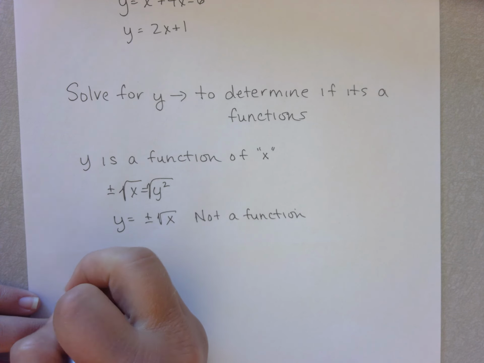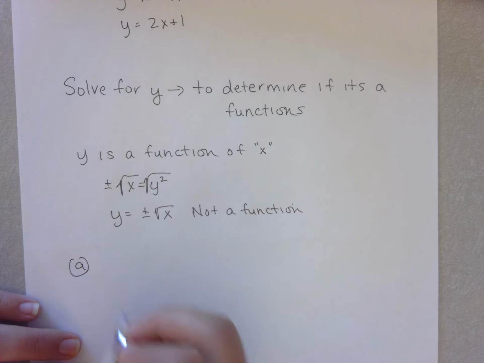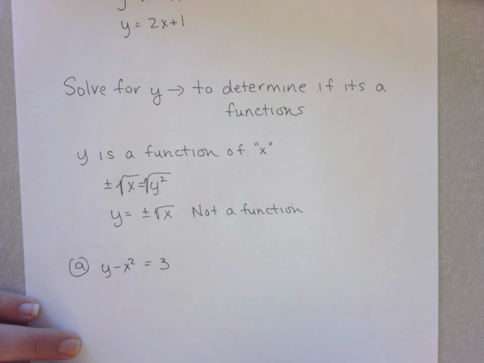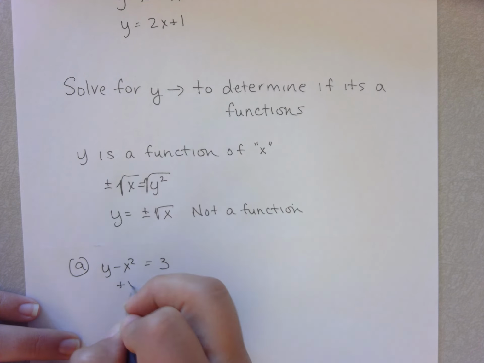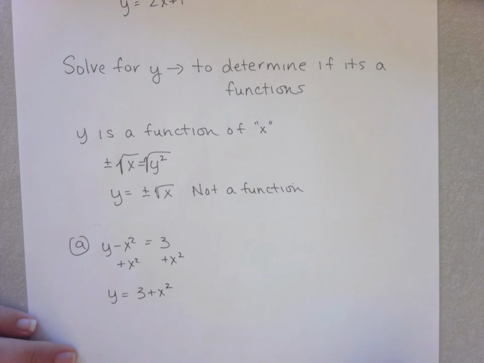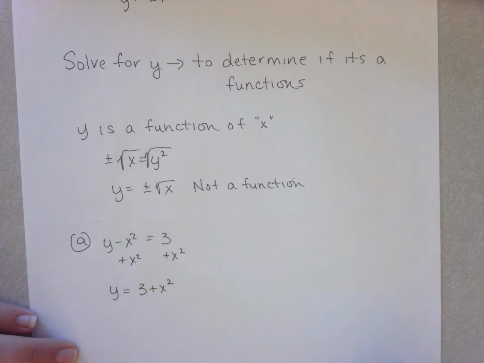So let's just look at another example here. I have y minus x squared is equal to 3. So by solving for y, I just add x squared to both sides. When I do that, I get y equals 3 plus x squared. I don't get any sort of plus and minus situation, so this is in fact a function.